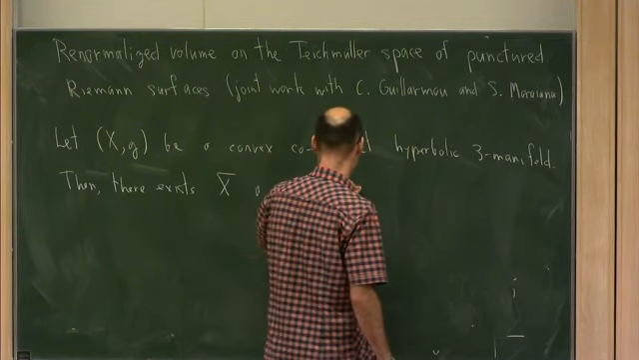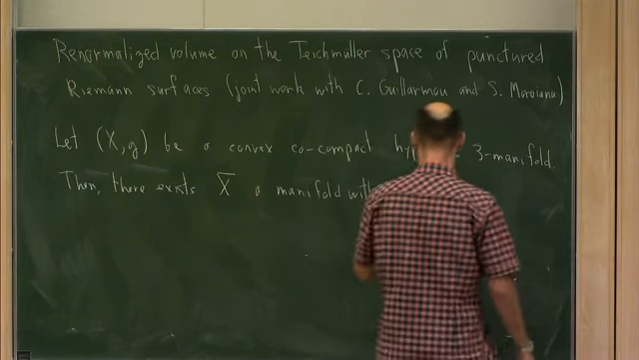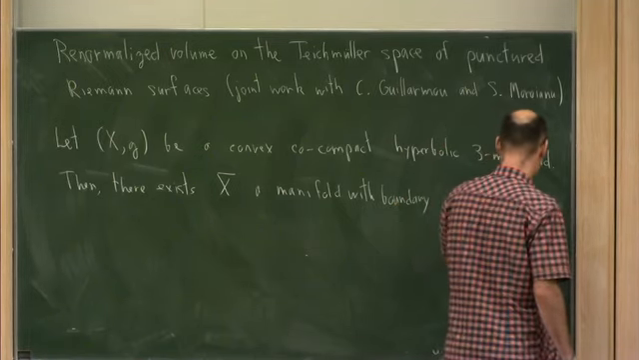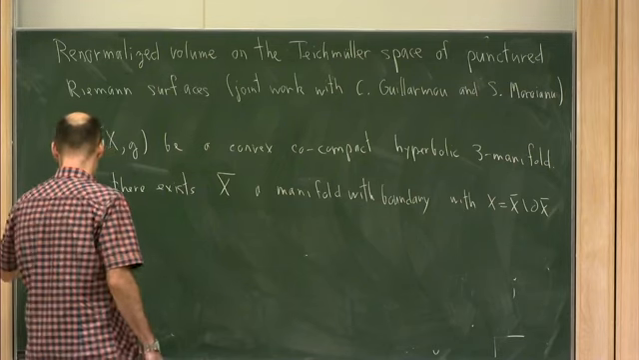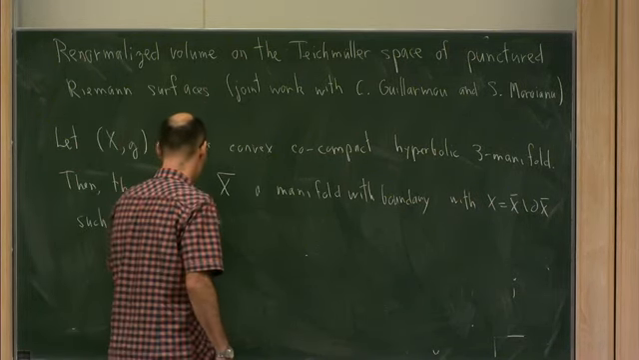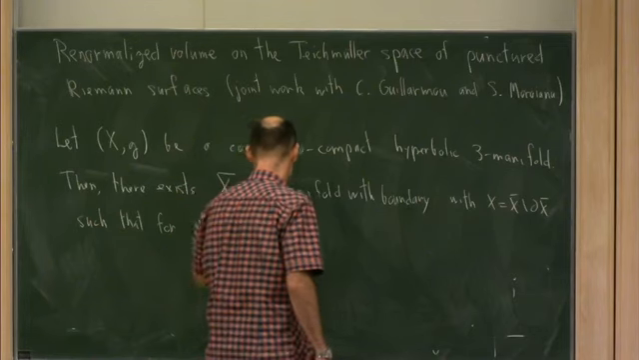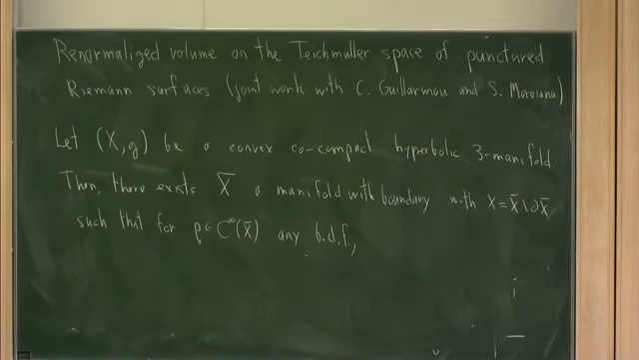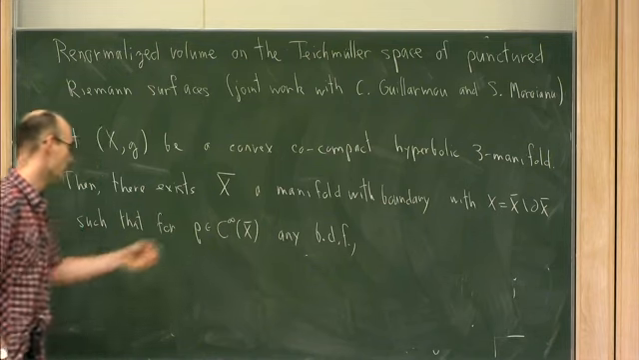So for a manifold with boundary, X is identified with the interior of the manifold with boundary, and such that for rho any boundary defining function, so it means this function is smooth, is positive in the interior, 0 on the boundary, and the differential is nowhere 0 on the boundary.